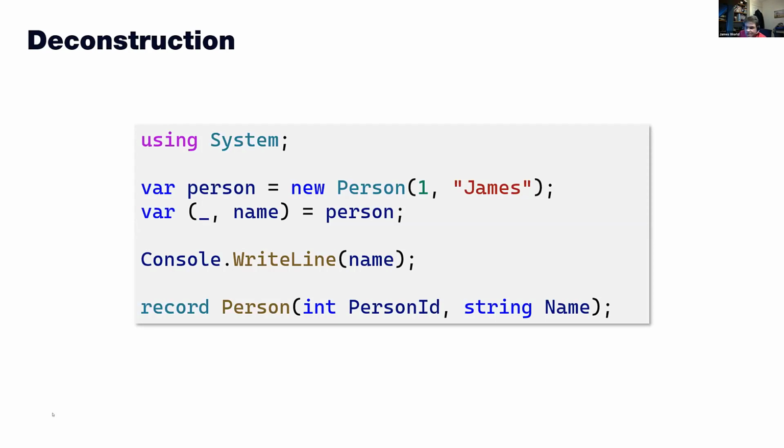So here I'm taking a tuple. I'm actually using a discard syntax, so I'm only interested in the name. When I set this equal to person, it's going to invoke the deconstruct method and allow us to pull out the value of the name property into the name variable here.